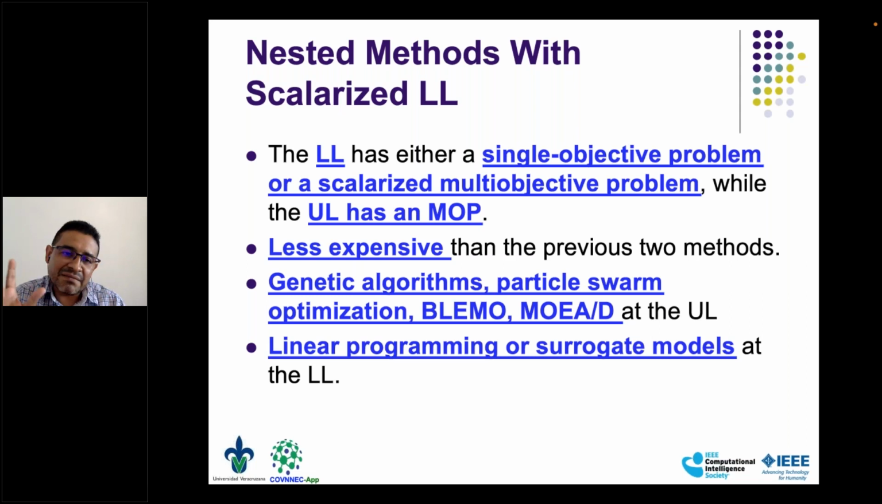In this case, and as you can see, there is a more diverse set of algorithms that have been used to solve the upper level problems. Genetic algorithms, particle swarm optimization, BLEMO, for example, is also used just at the upper level. And I guess popular names like MOEA/D at the upper level also appear in this group. NSGA2 is also very popular to solve the upper level problem. And again, the problem at the lower level is a single objective problem. I can use any technique depending on the characteristics. So if the problem at the lower level is linear, I can use linear programming. It's less costly than an evolutionary algorithm. Or if the problem is costly, I can use surrogate models.